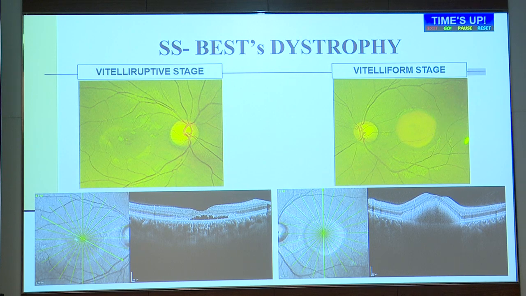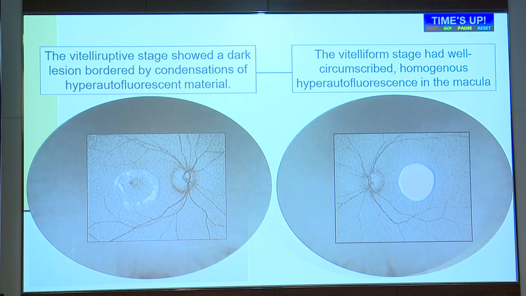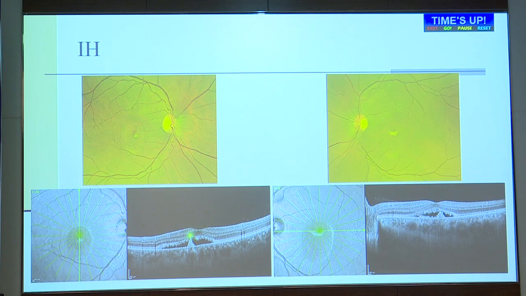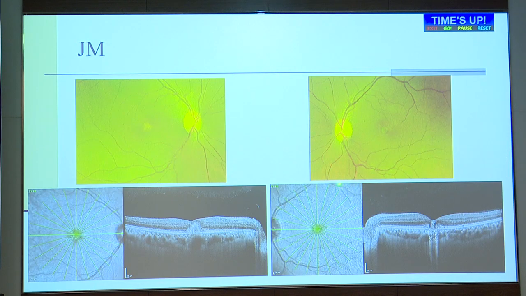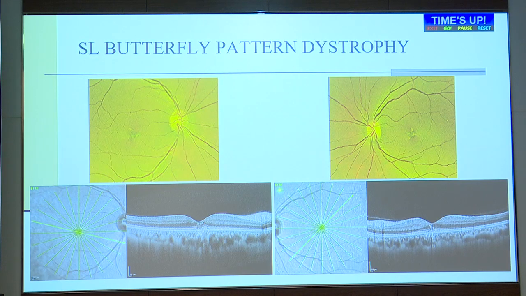This is a classic Best disease. This is in the egg yolk stage and the scrambled egg stage, with the OCTs, and you can see how dramatic the appearance is on autofluorescence. Another patient. Okay, this is pattern dystrophy. This is another case of Best dystrophy. This is another pattern dystrophy. Butterfly shaped pattern dystrophy.